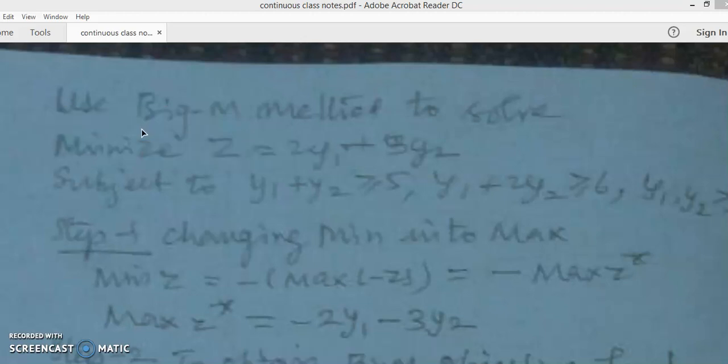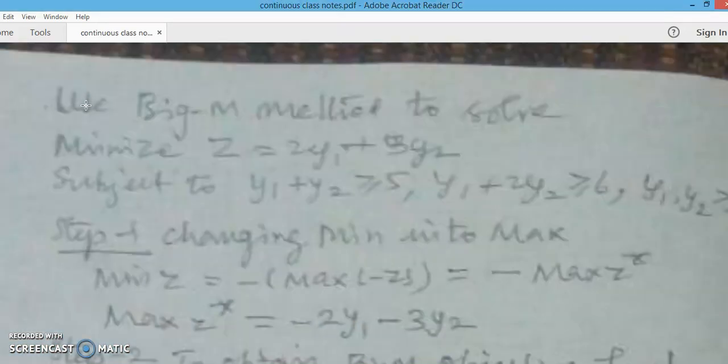Today we are going to see about the big M method, minimization type. We are going to see here: Z equals y1 plus 3y2, subject to y1 plus y2 is greater than or equal to 5, y1 plus 2y2 is greater than or equal to 6, y1, y2 greater than or equal to 0.